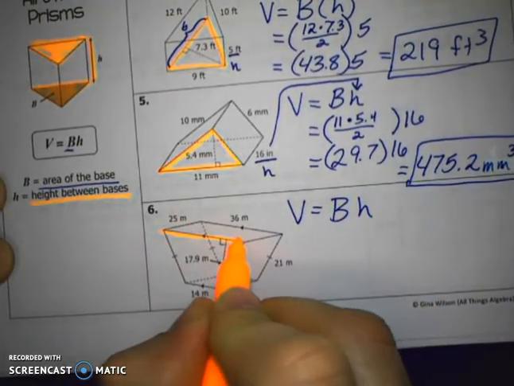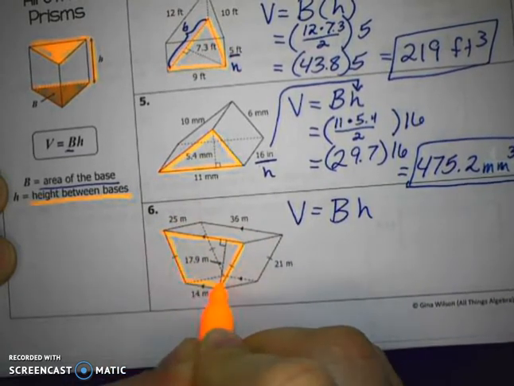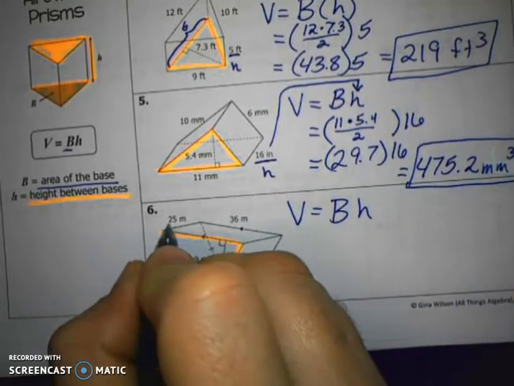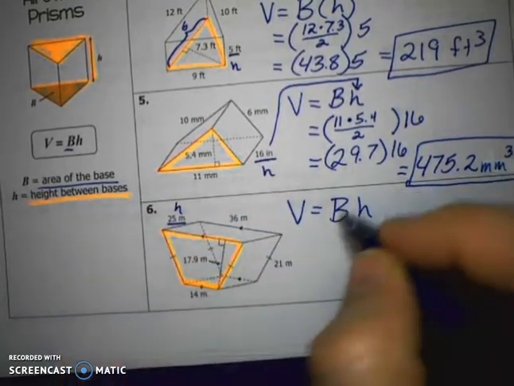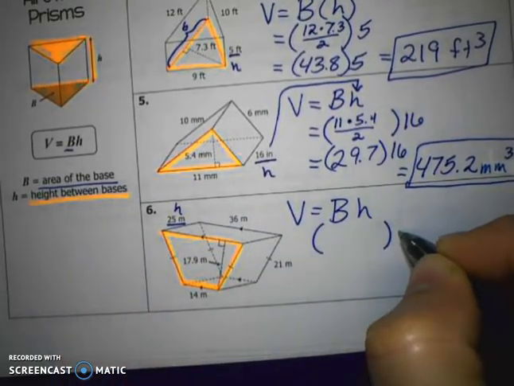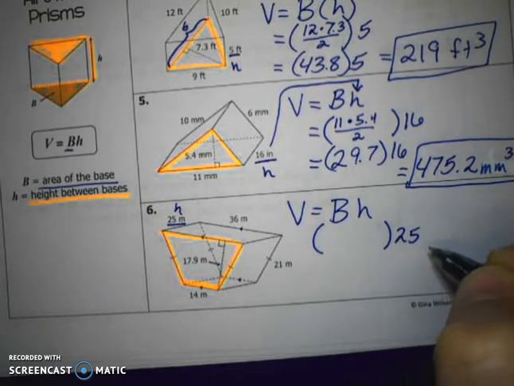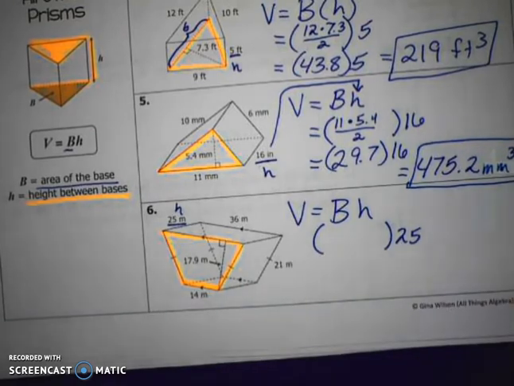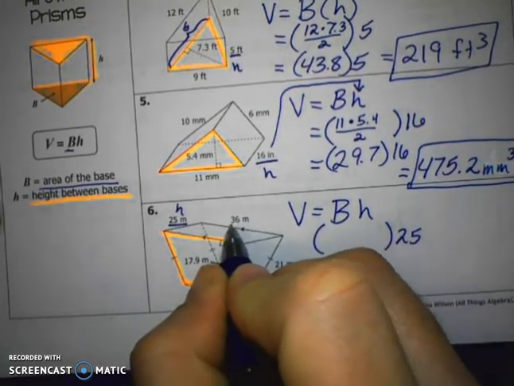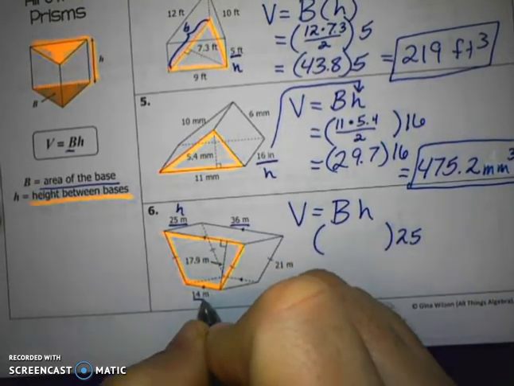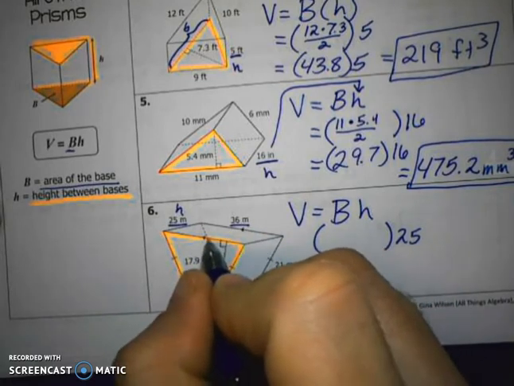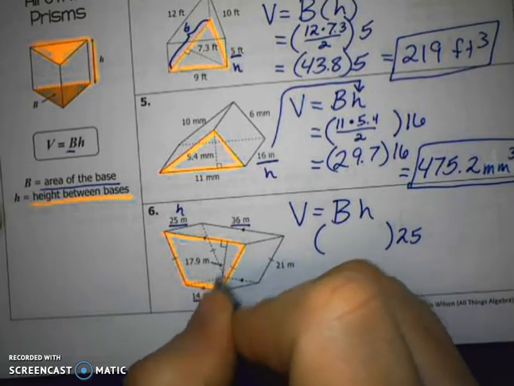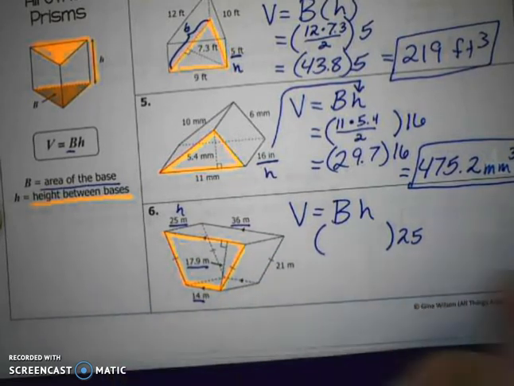So this is my base. The other trapezoid behind it is the other base. This is the height of your prism. Okay, so we're going to do our area formula for trapezoids times that 25. Well, the area formula for a trapezoid is base 1 plus base 2. Okay, because if this is 36, so is this segment. Base 1 plus base 2, all times the height of the trapezoid, which is this, divided by 2.